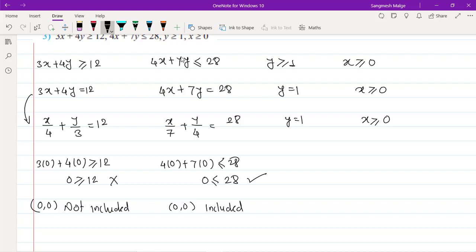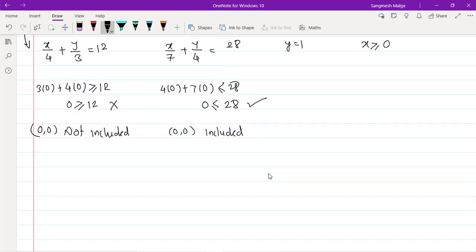Okay, great. See, y is greater than or equals to 1 means what? It's the right side of the y equals to 1 line. Okay, sorry, it's not the right side, it's above the y equals to 1 line. Okay, let's draw these lines here.